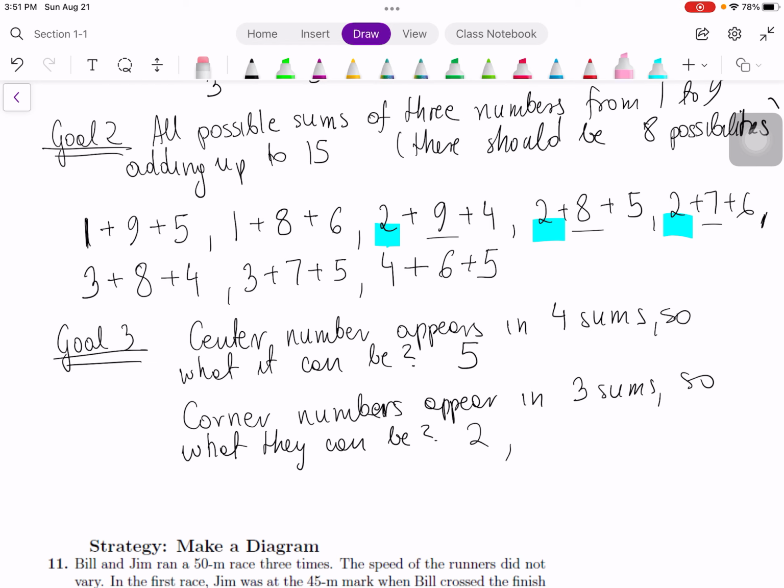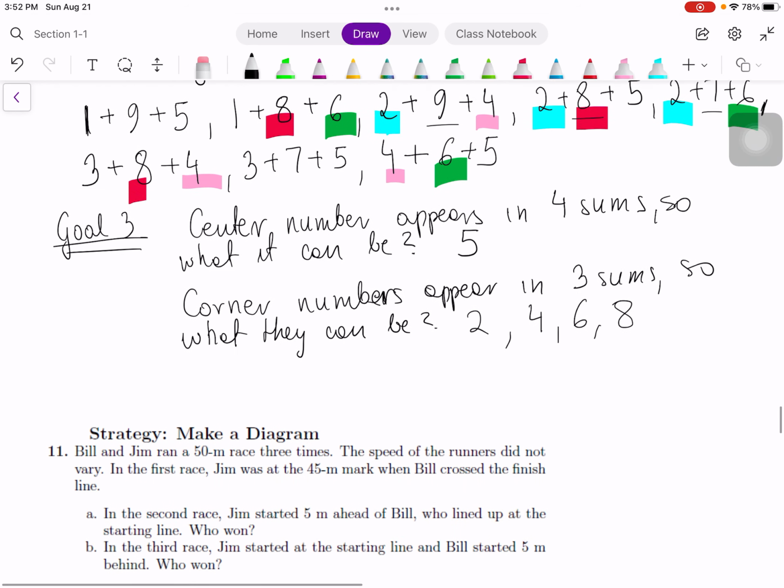What about 4? 4, yes, 4, 4, and 4. So that's going to be 2, 4. Then what about 5? 5, well, 5 we already identified. So what about 6? 6, yes, 6, 6, and 6. So 6 can be a corner. And then 7, 7, no, only twice. 8, yes. 8, 8, 8, 3 times. So 8.